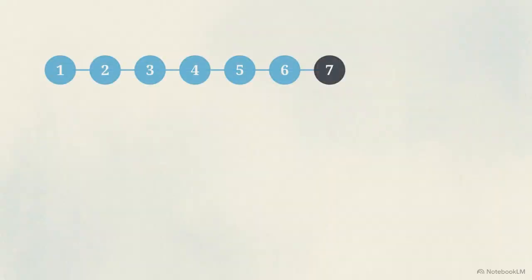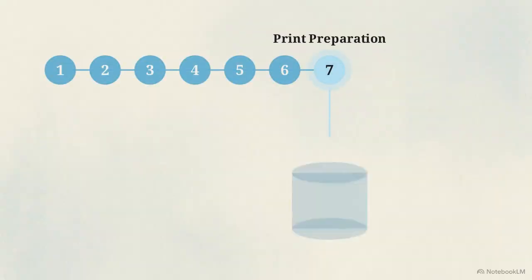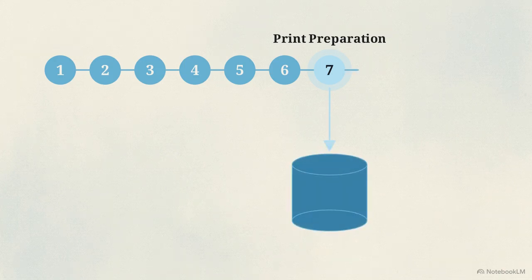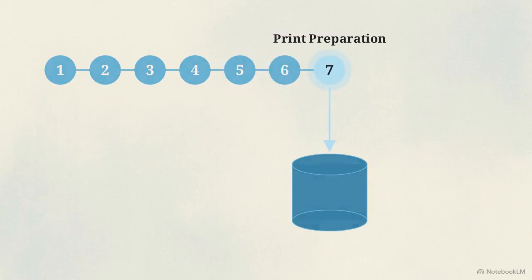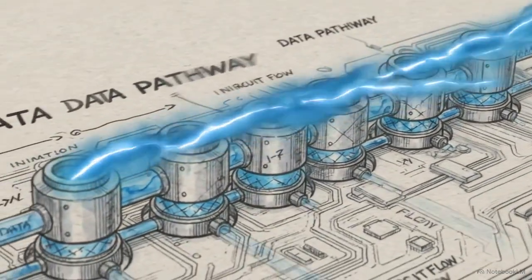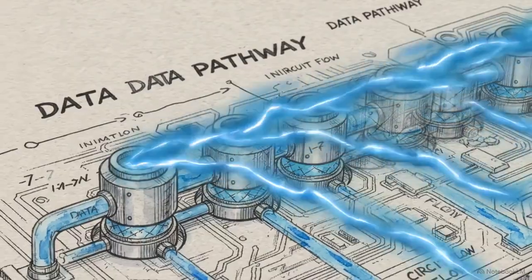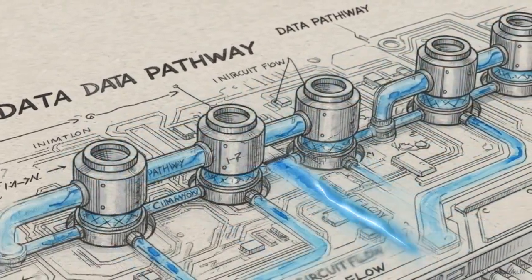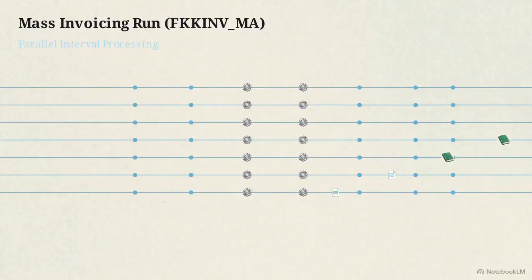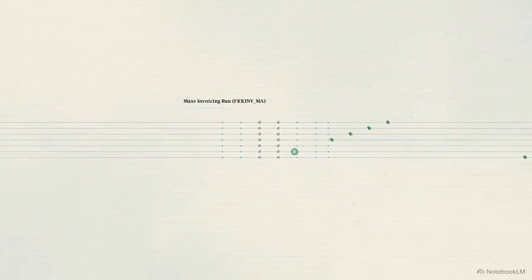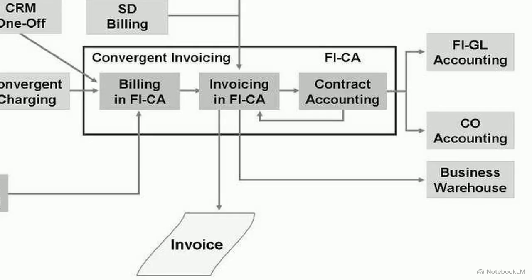Finally, Step 7, print preparation. The pipeline decouples the financial database write from the physical print job to maximize system performance. The system generates a correspondence container for downstream invoice printing and an extraction order to update the business warehouse, successfully concluding the pipeline. From the initial trigger detection to the final generation of the correspondence container, this sequence represents a complete financial lifecycle. The true power of convergent invoicing is that this exact pipeline operates on millions of records concurrently, entirely in the background. Returning to our architectural map, we see the results.